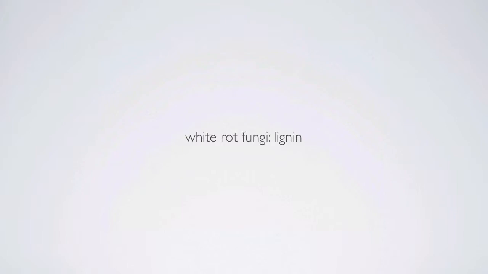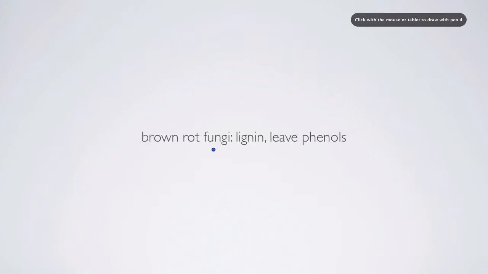The first are called white rot fungi, and their unique contribution is the ability to degrade lignin. Lignin is a class of compounds that are very recalcitrant and hard to decompose, and white rot fungi specialize in their ability to decompose lignin. In addition to white rot fungi, there are brown rot fungi. And these also decompose lignin, but they leave one of the major groups associated with lignin, the phenols. And they're not quite as good at decomposing lignin completely as white rots are.